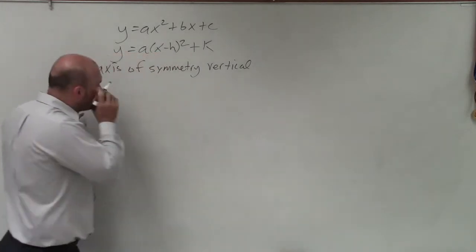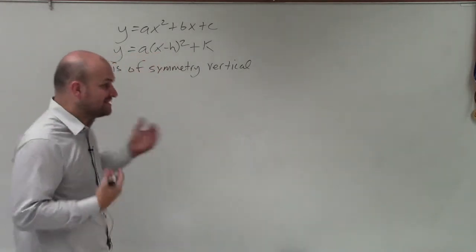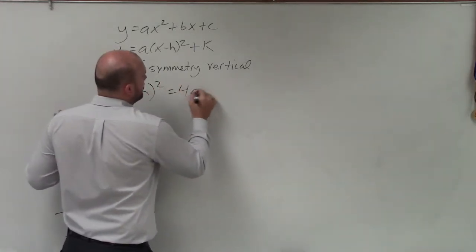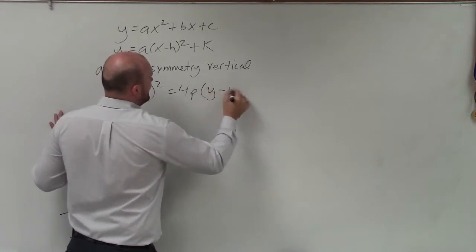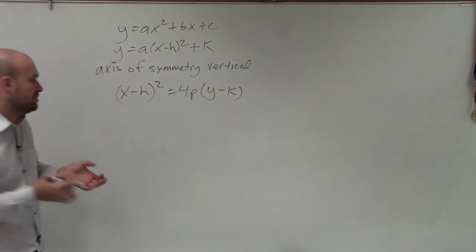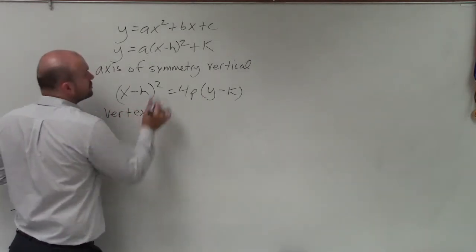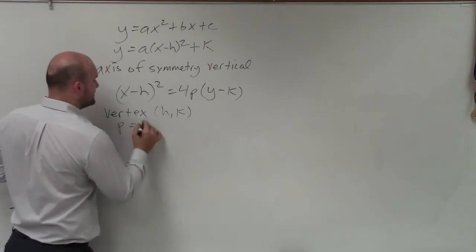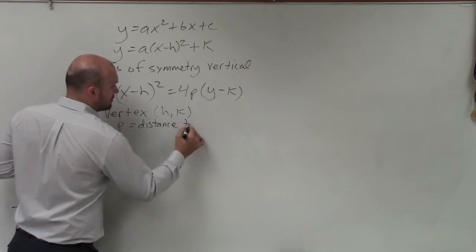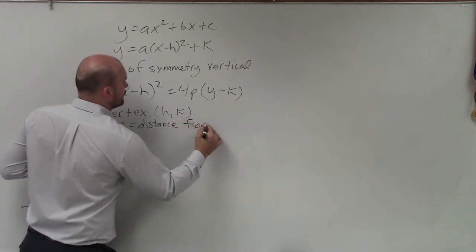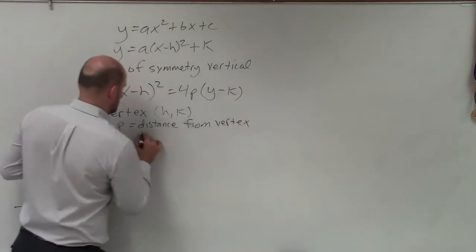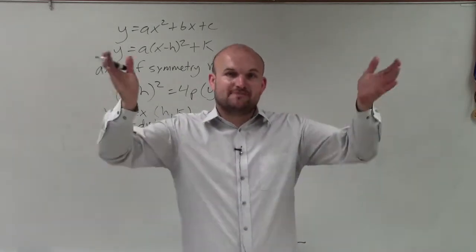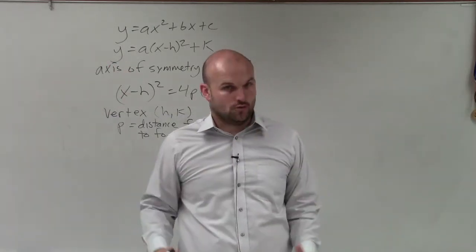So when I'm looking for the equation of a parabola using the definition for conic sections, I'm going to use x minus h squared equals 4p times y minus k. That is for when my axis of symmetry is vertical, where my vertex, just like from the vertex form, is h comma k, and p equals the distance from the vertex to the focus. And remember, if that distance is positive, then my graph opens up. If that distance is negative, then my graph opens down.